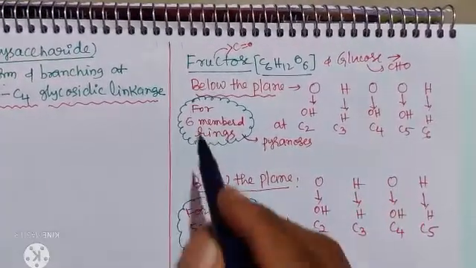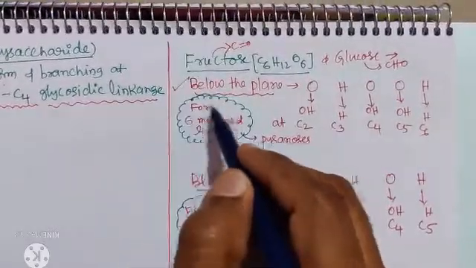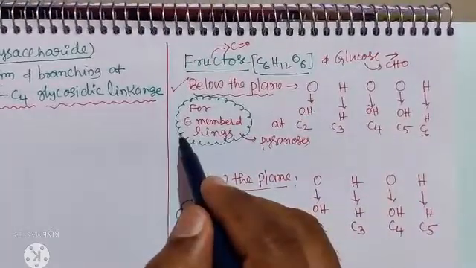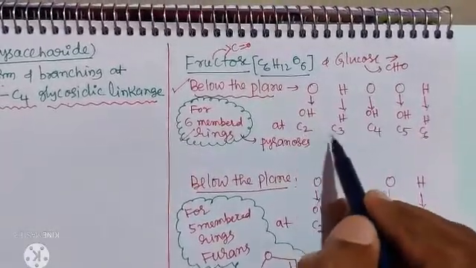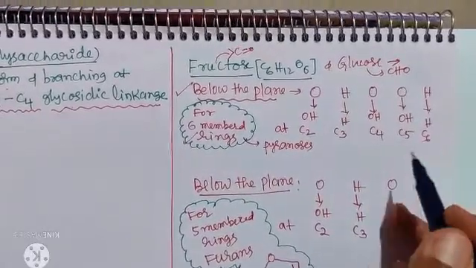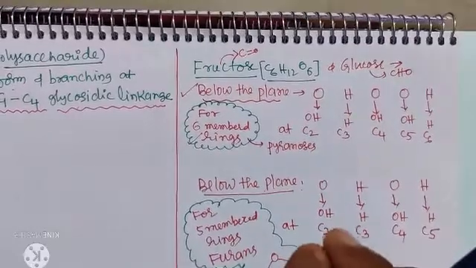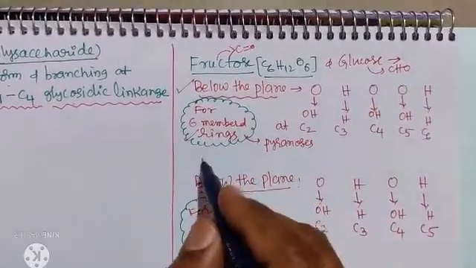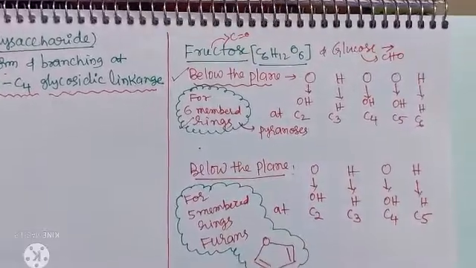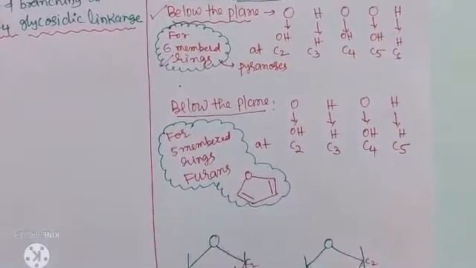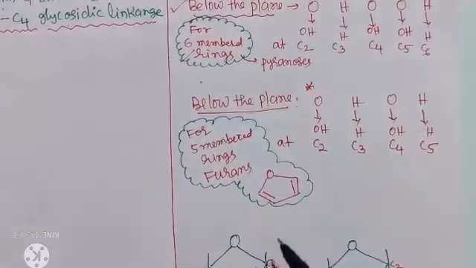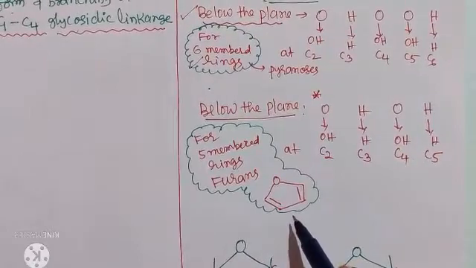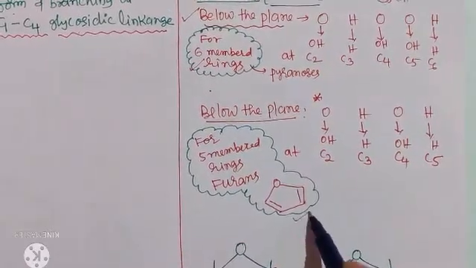Now see here, one shortcut is created. Below the plane, to write the 6-membered rings, we want OH, OH at C2, C3, C4, C5, C6. But here in the sucrose molecule, we don't want 6-membered rings, we want 5-membered rings. They are the furanoses, like furan. So for this below the plane, there is one simple shortcut, remember this only, OH and OH. So in sucrose, fructose exists as a 5-membered ring, that is a furan.